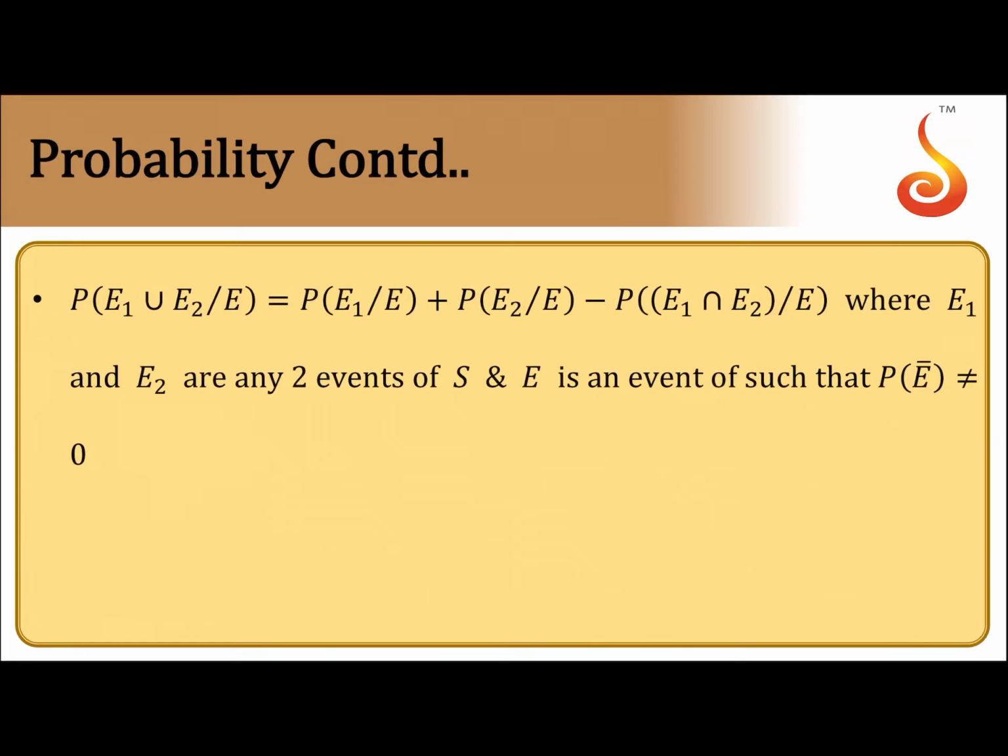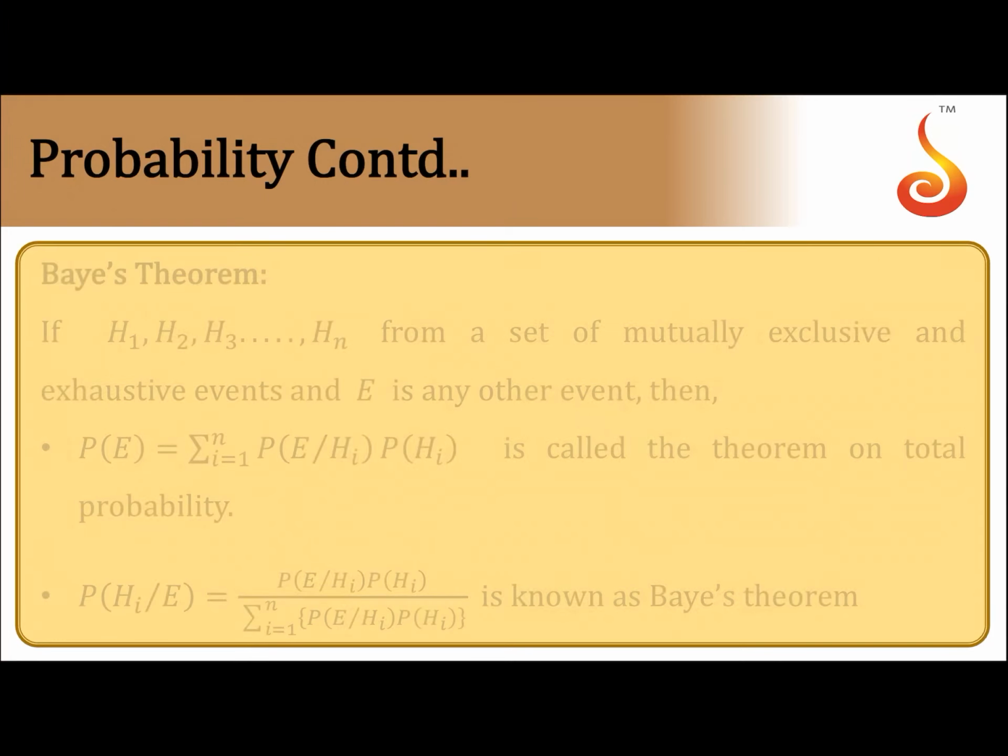Coming to one more identity: the probability of E1 union E2 given E is equal to the probability of E1 given E plus the probability of E2 given E minus the probability of the intersection given E, where the probability of E cannot be equal to 0.